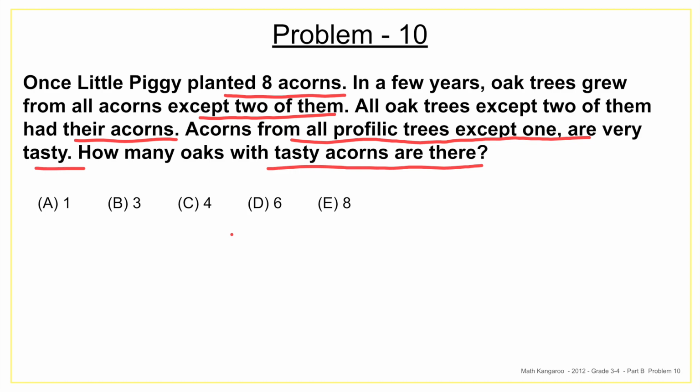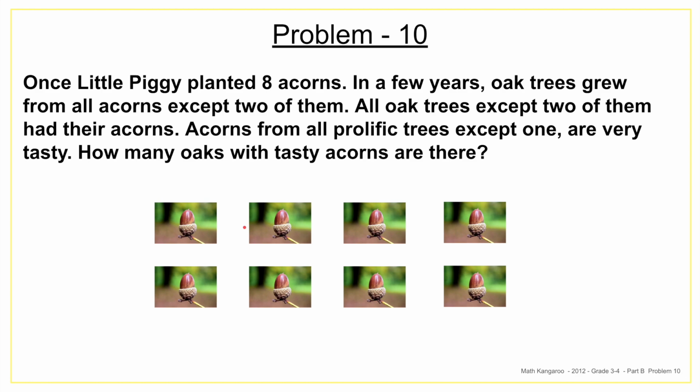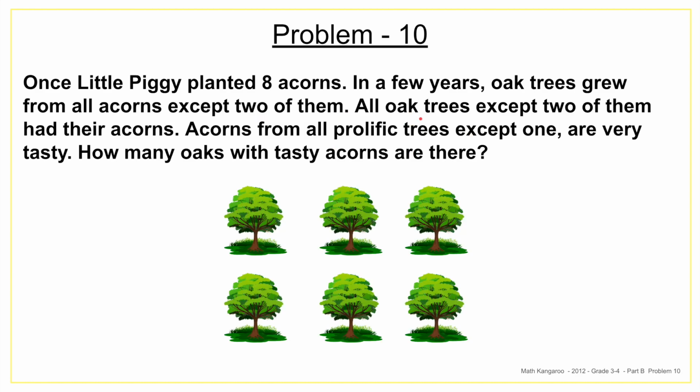All right, here's the story. Little piggy planted 8 acorns. But oh no, not all of them grow. So here are our 8 acorns. In a few years, oak trees grew from all acorns except 2 of them. So we removed 2 acorns. Now those acorns are changed into oak trees. So all the oak trees except 2 of them have their acorns. So except 2, we cancel 2 of the trees. So we are left with 4 now.